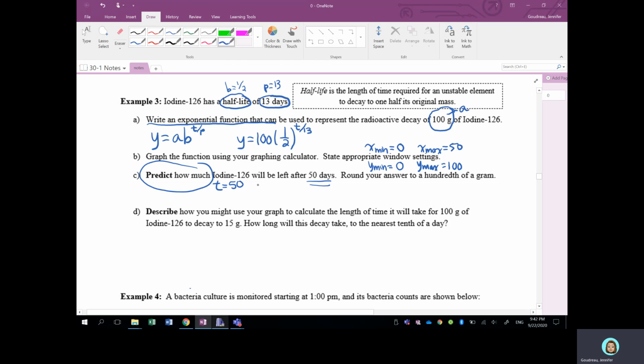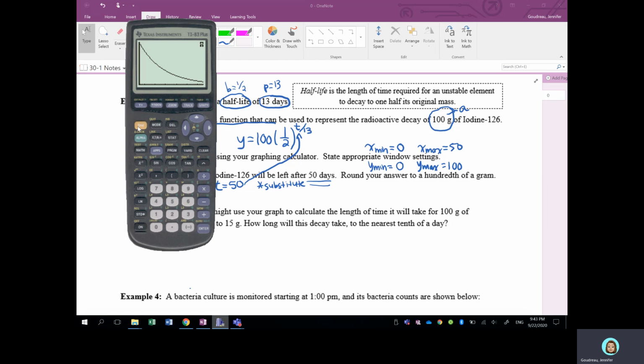The first one would, I guess, be considered algebraic, and that would just be to take the 50 and substitute into the equation. So take that T is equal to 50, plug it into the equation, and calculate the amount. So if we're going to use our calculator, we're not going to do the graph right now. We're going to go to the calculator part of our calculator, put in our function 100 times 1/2 to the power of, but now where T is, I'm going to substitute 50, then divided by 13. And again, the 50 divided by 13, that whole thing is in the exponent.